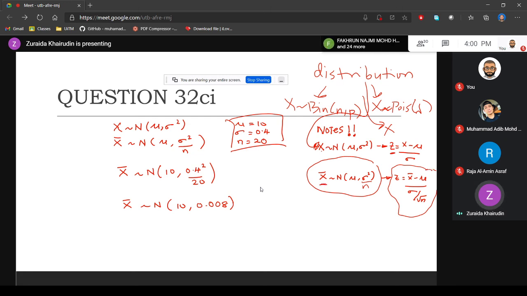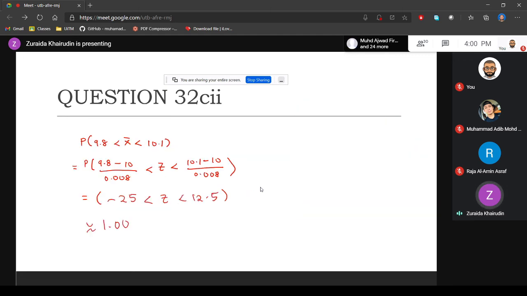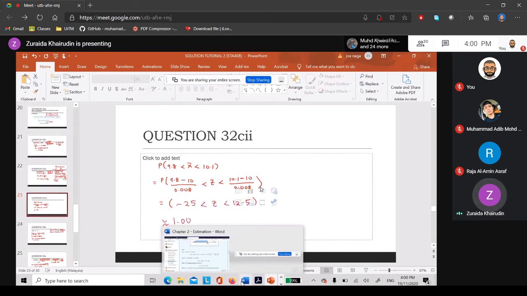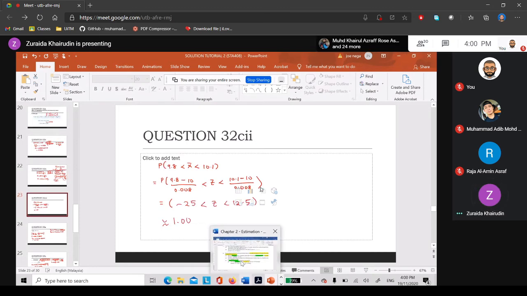When we ask you sample mean, when we ask you what is the mean of the sampling distribution. Okay, so therefore, this is your X bar follows normal distribution with mean 10 and variance 0.008. Just now the sample size is 20. Okay, 32C2. So for today we only discuss until 32C2.